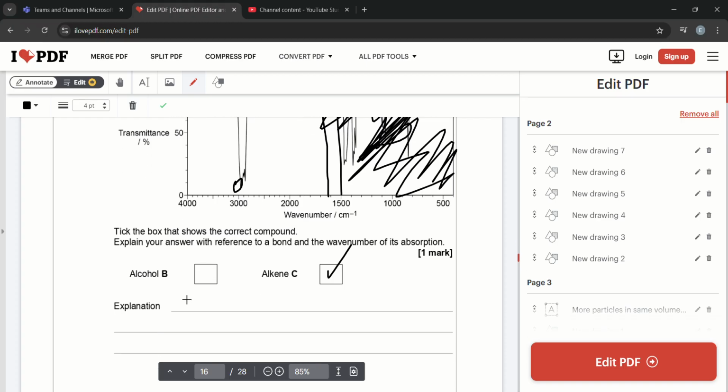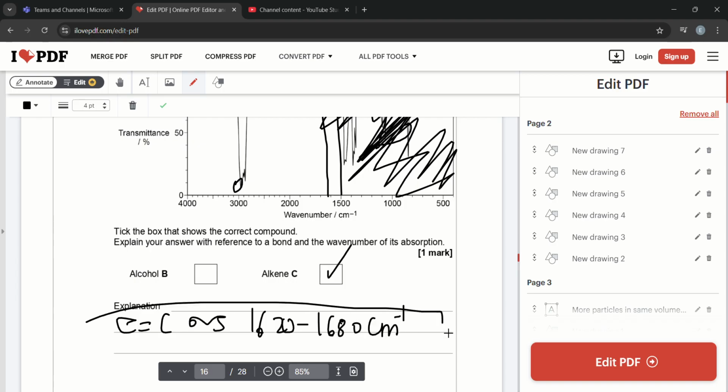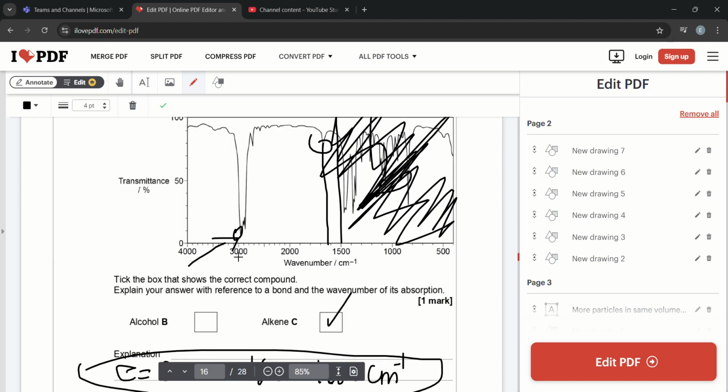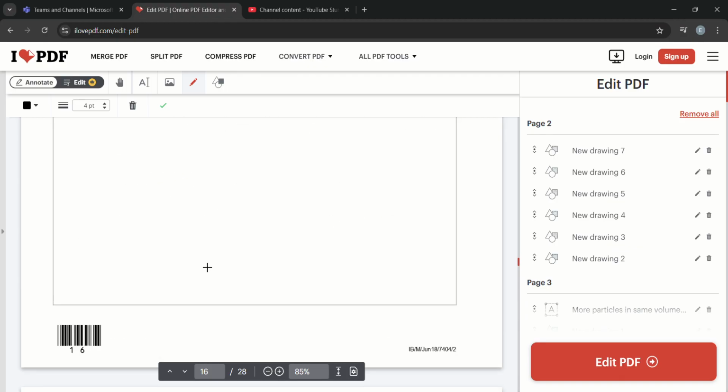An alcohol can't have a C double bond C, so C double bond C is 1620 to 1680 centimeters to the power minus 1, and that's the wave number. Or you could say that since there's no 3230 to 3550 peak, therefore there's no OH group, therefore it must be an alkene.